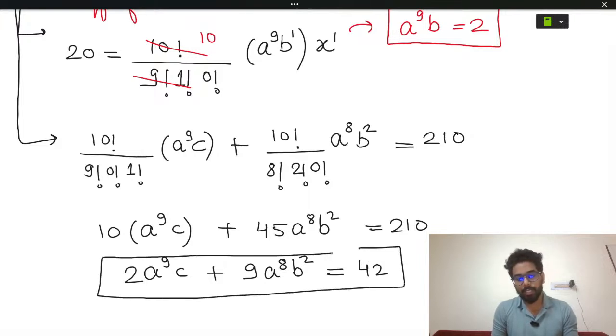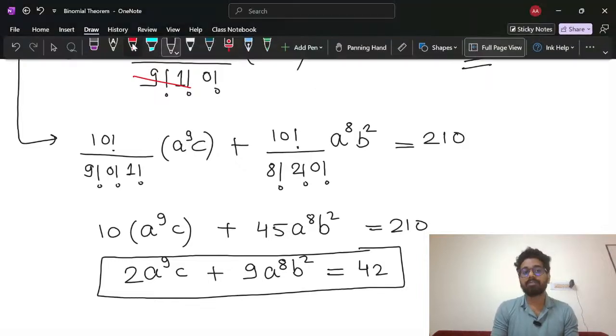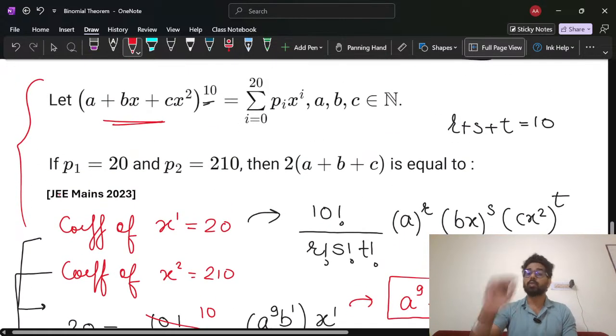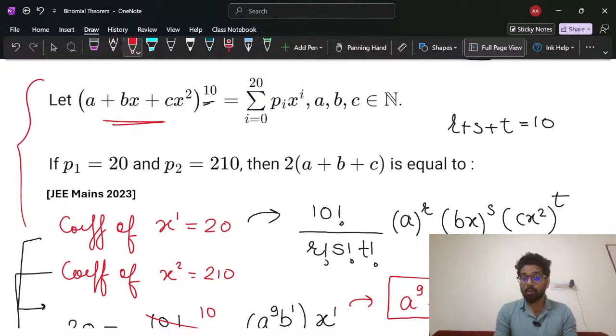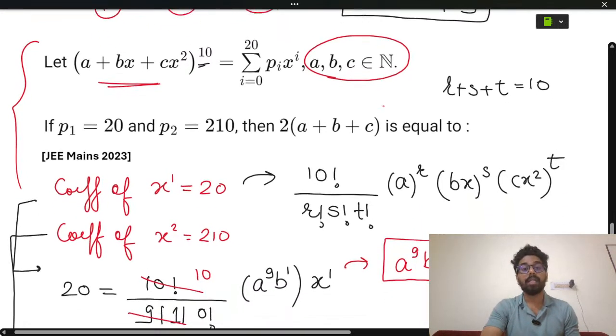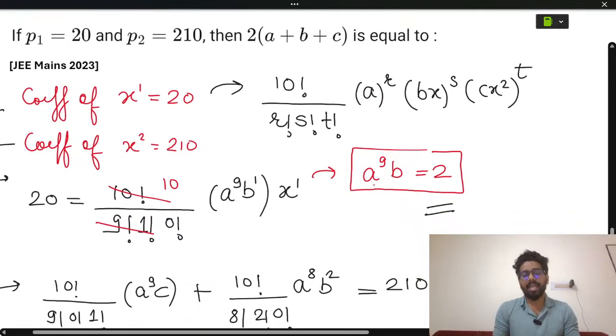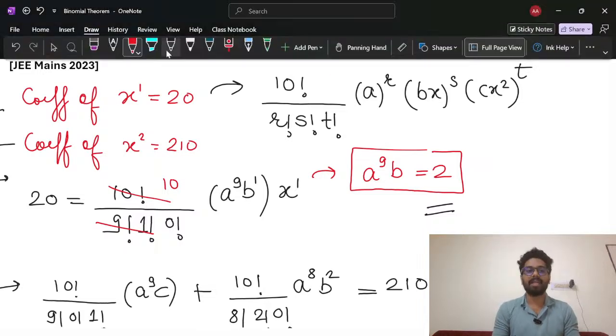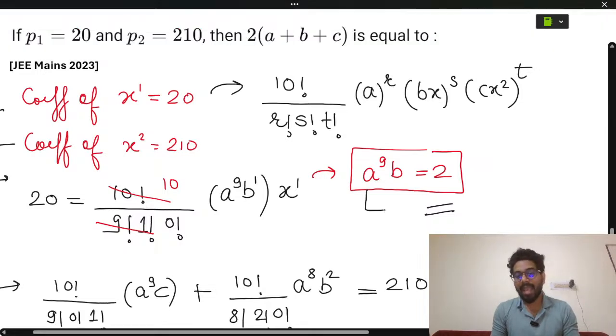This is another equation which we have got, and the other one is this. Now the question is, we have 3 variables, and till now we have 2 equations. There is a fundamental rule: to solve 3 variables, we need 3 equations. If we read the question again, this is the part which we haven't used: a, b, c have to be natural numbers. The possibilities are a is 1 or a is 2. If a is 2, then b cannot be a natural number. So directly we can say that a has to be 1.